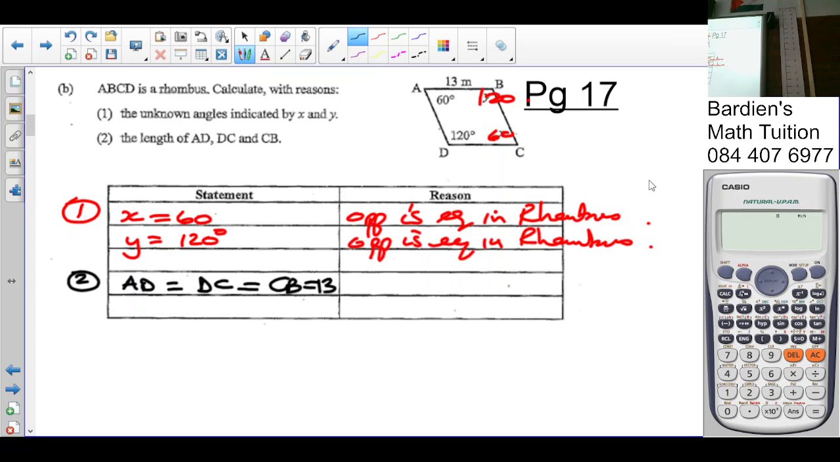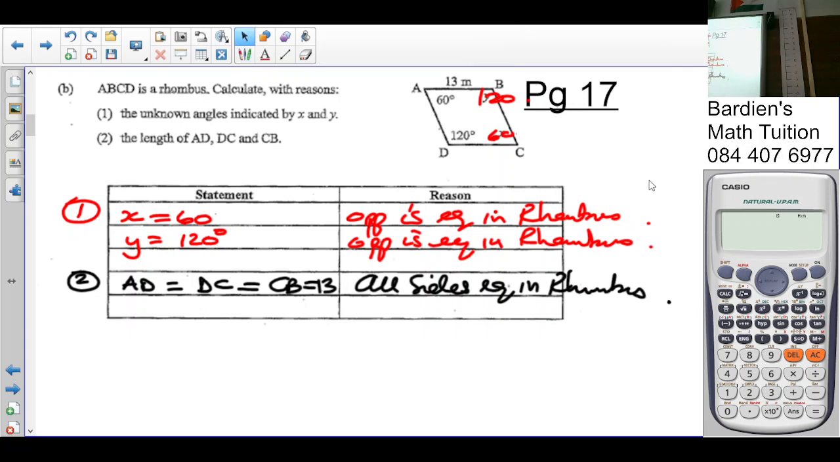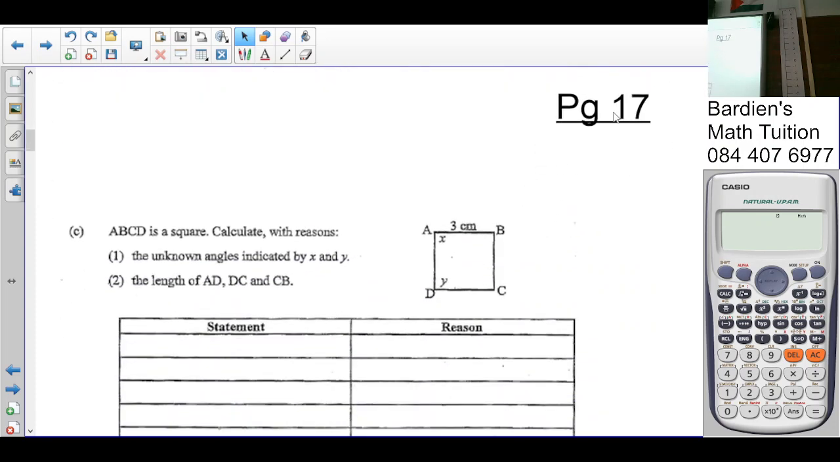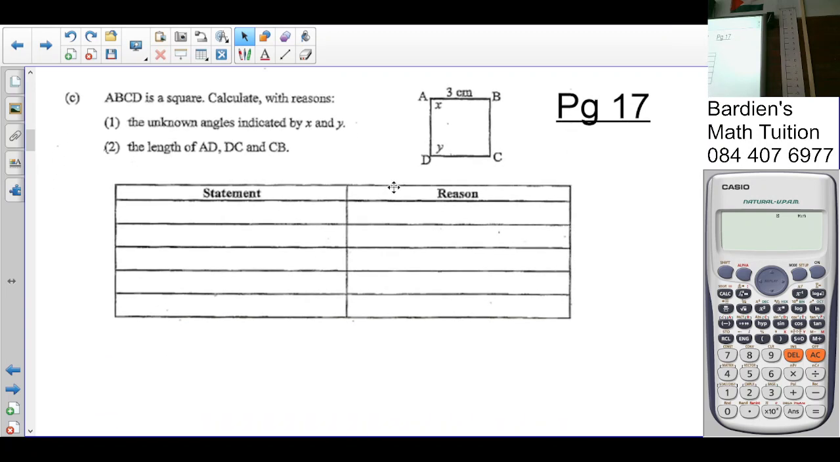13. Why? All sides equal in a rhombus. Right, verstaan julle? Right. Let's move on with our lives. Right?